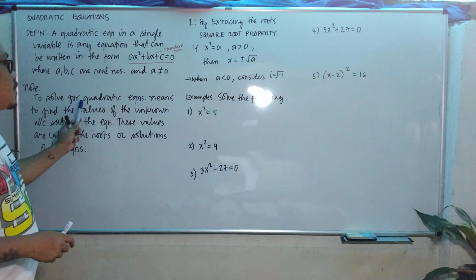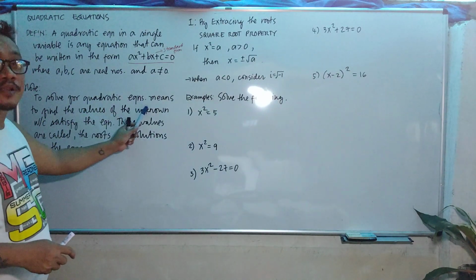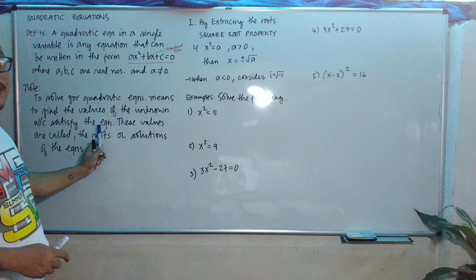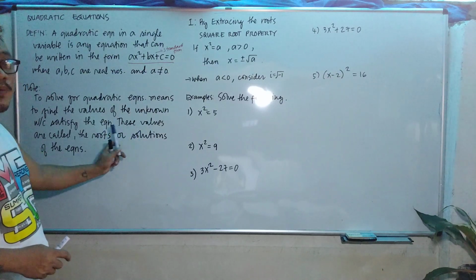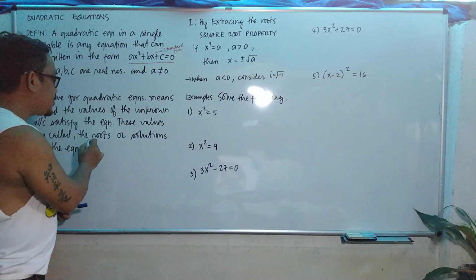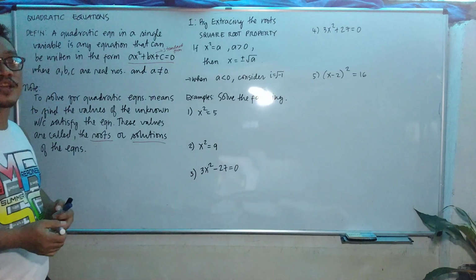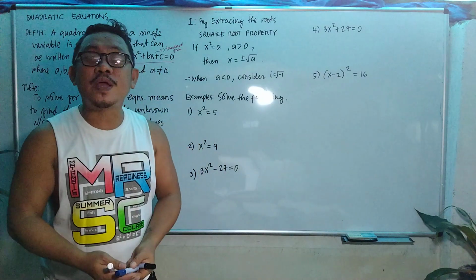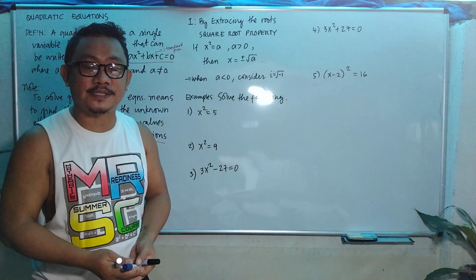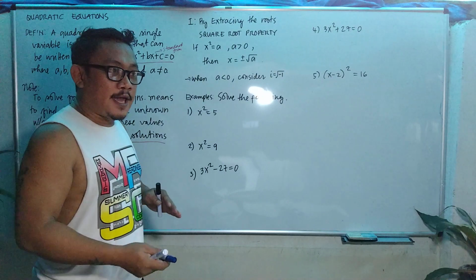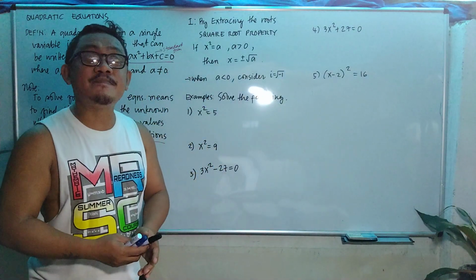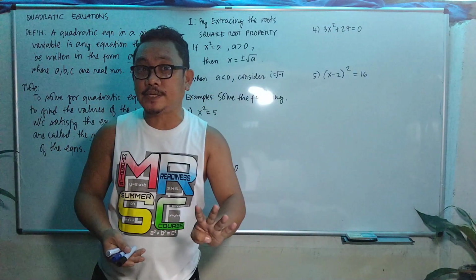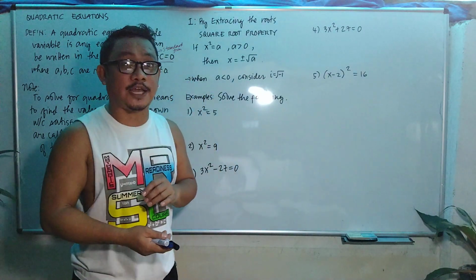Now take note. To solve for a quadratic equation means to find the values of the unknown which satisfy the equation. And these values are what we call the roots or the solutions of the equation. So in other words, pangitaon dyan po nato ang value sa unknown when we are to solve for quadratic equations. Okay? Actually, in solving the quadratic equations, there are many ways to do that. We have 4 ways or 4 methods in solving quadratic equations.